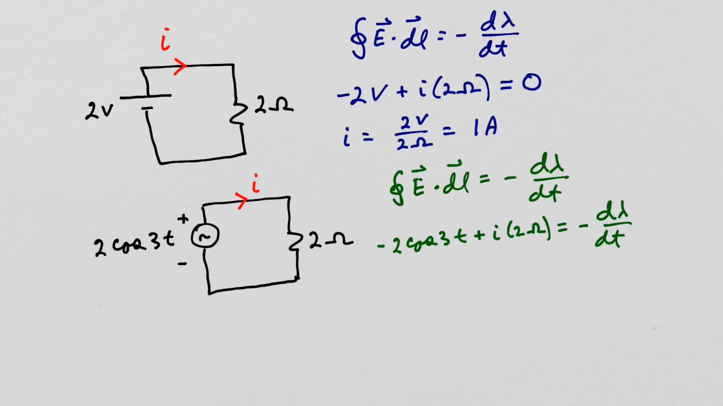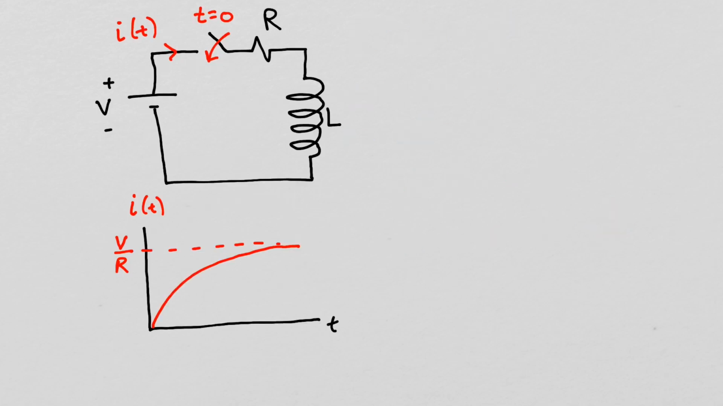Let's look at a circuit where we now have an inductor included. We have a power supply, a resistor, and an inductor with the switch that will close at t equals 0. You know the current will build up to a value of the power supply over the resistance of the circuit.